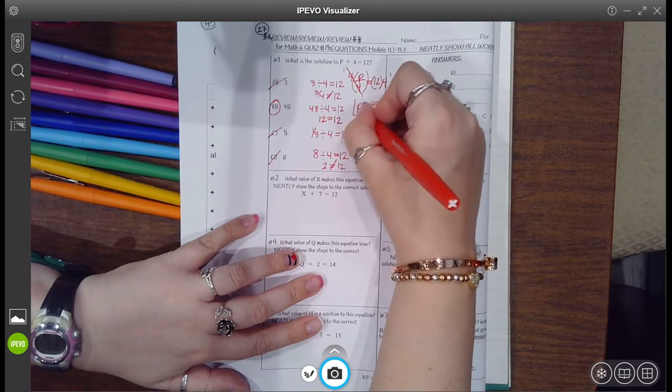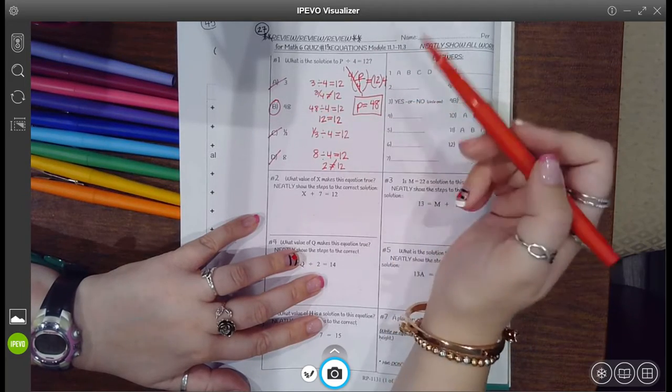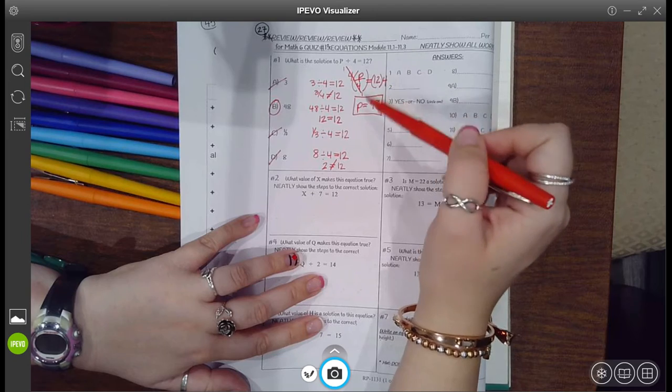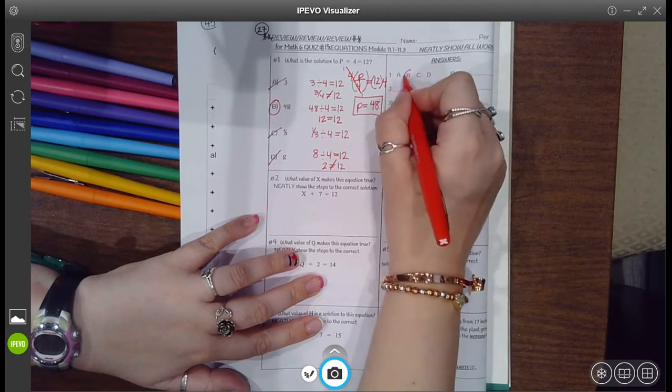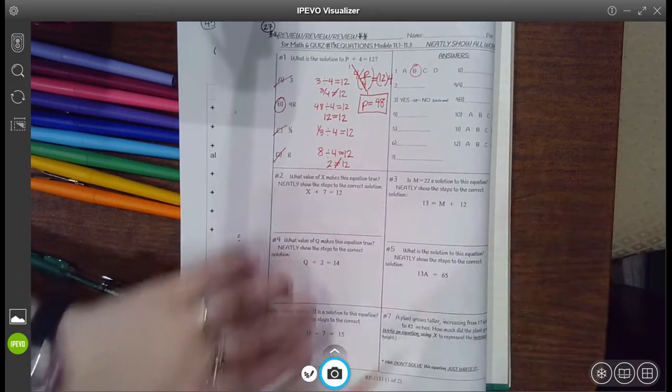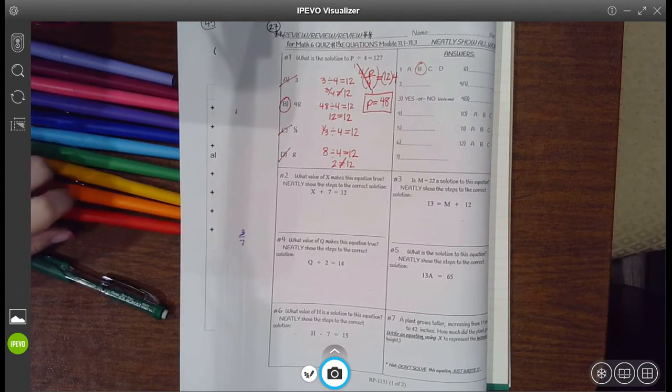So you're like, well, then why did you do all the others? Because I just wanted to check what if it was a check all that apply. Okay, but the answer was 48. B. All right, number 2 says what value of x makes this equation true?